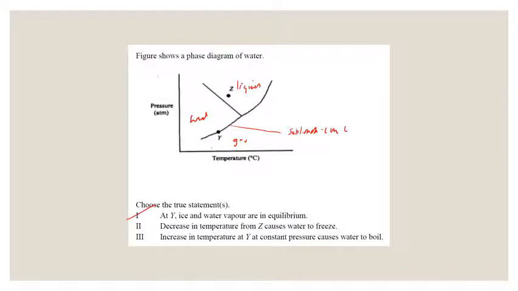Decrease in temperature from Z causes water to freeze. So, kalau kita decrease in temperature, okay, katakan sini, decreasekan lagi dia punya temperature, okay, betul. Water akan jadi ice. Increase in temperature at Y, at constant pressure, cause water to boil. Increase in temperature at Y at constant pressure, kat sini, cause water to boil. I don't think so. So, I rasa jawapan dia 1 dan 2.